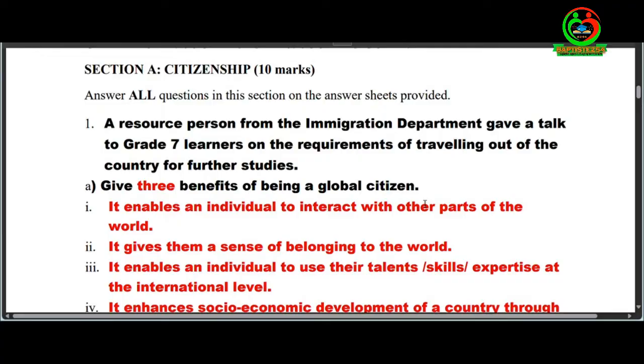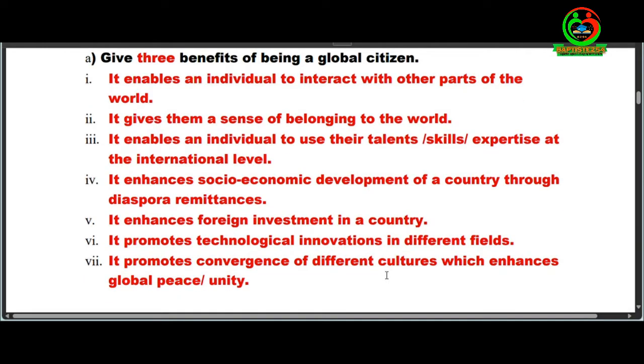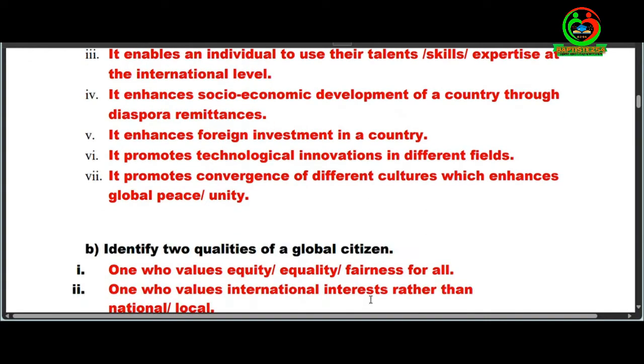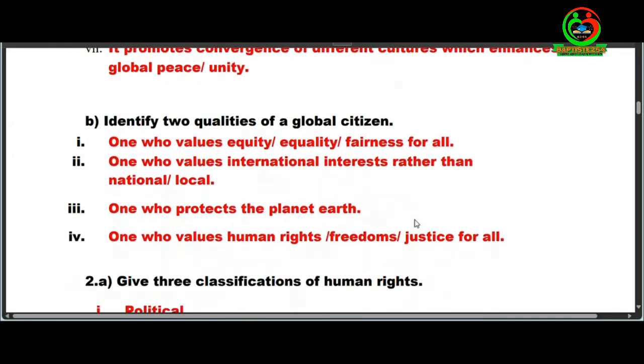It enables an individual to interact with other parts of the world. It gives them the sense of belonging to the world. It enables an individual to use their talents, skills, and expertise at international levels. It enhances foreign investment in a country. It promotes technological innovations in different fields. Those are many, so you can read them after that.